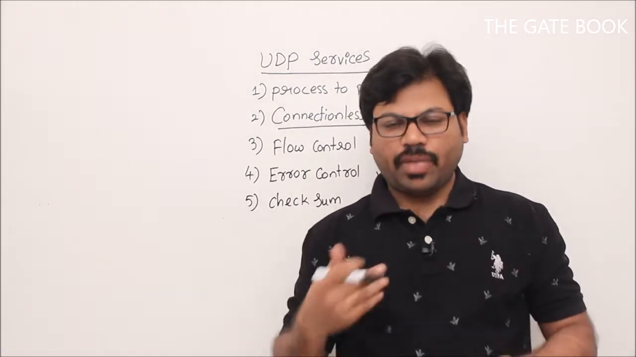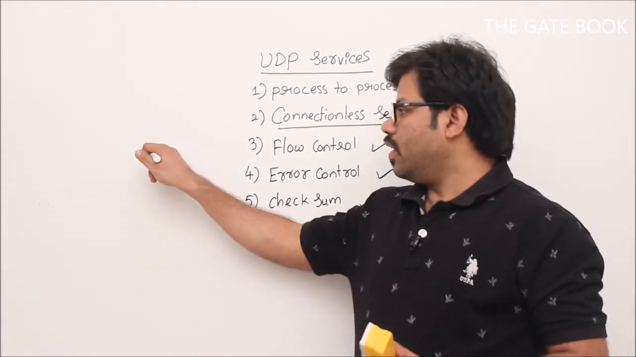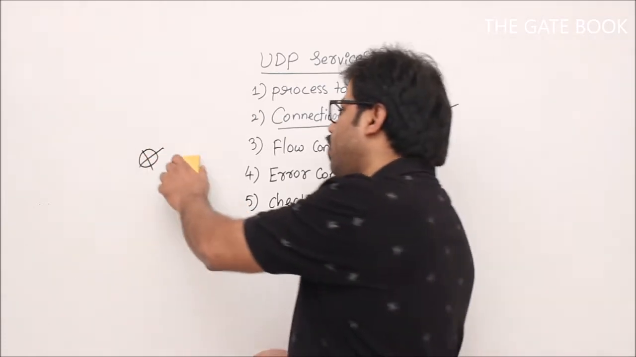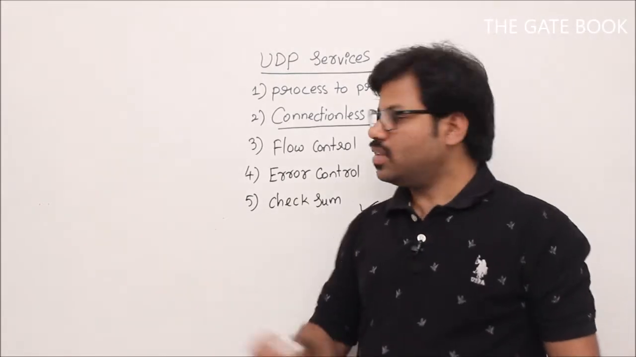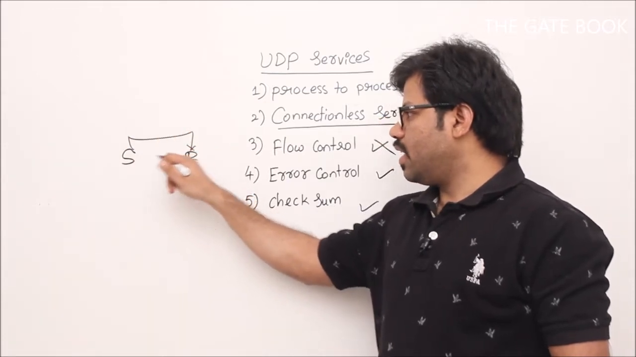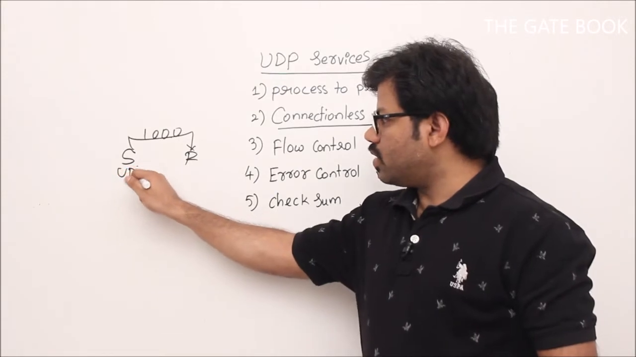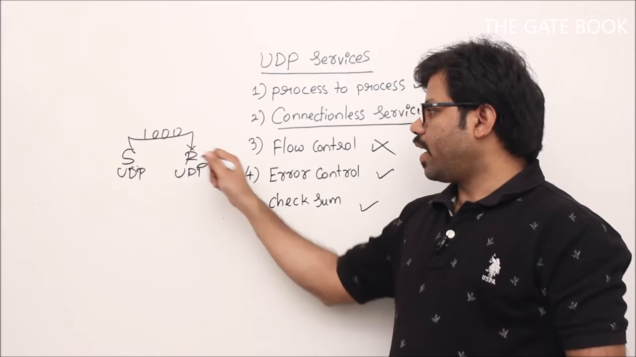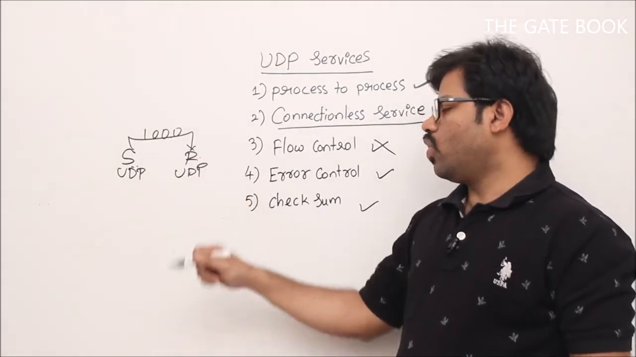Discarding the packets without informing the user. Second, if some of the packets are lost, not taking care of them. Everything is a property of connectionless service. Now flow control. We don't do any flow control. That means there is a sender and a receiver. If the sender wants to overwhelm the receiver, that means the sender sends thousands of packets to the receiver. I am talking about UDP versus UDP. If the sender UDP sends thousands of packets to the receiver UDP, then there is no flow control.